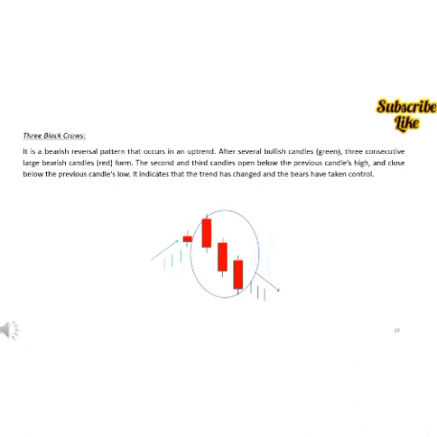Three black crows. It is a bearish reversal pattern that occurs in an uptrend. After several bullish candles, green, three consecutive large bearish candles, red, form. The second and third candles open below the previous candle's high, and close below the previous candle's low. It indicates that the trend has changed, and the bears have taken control.